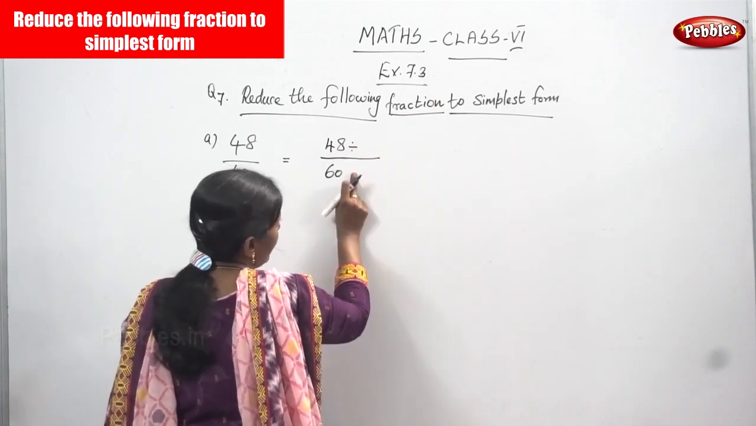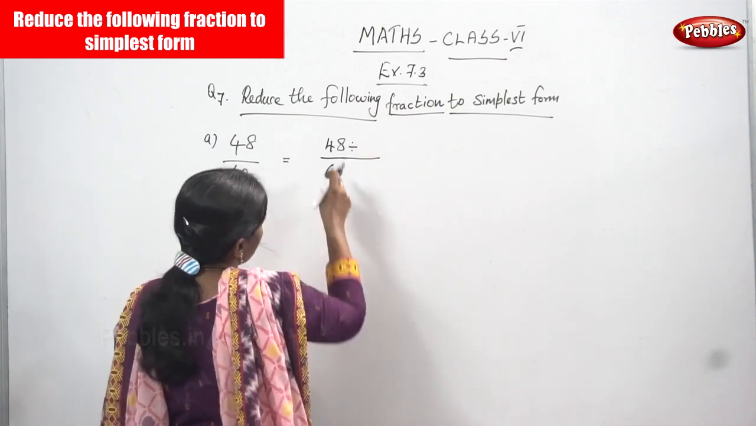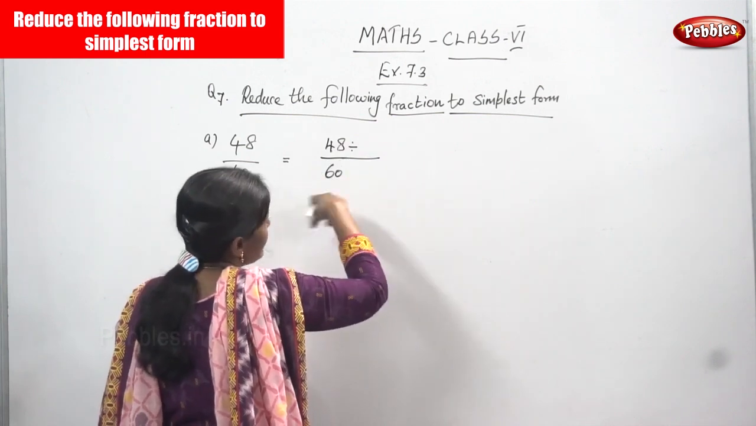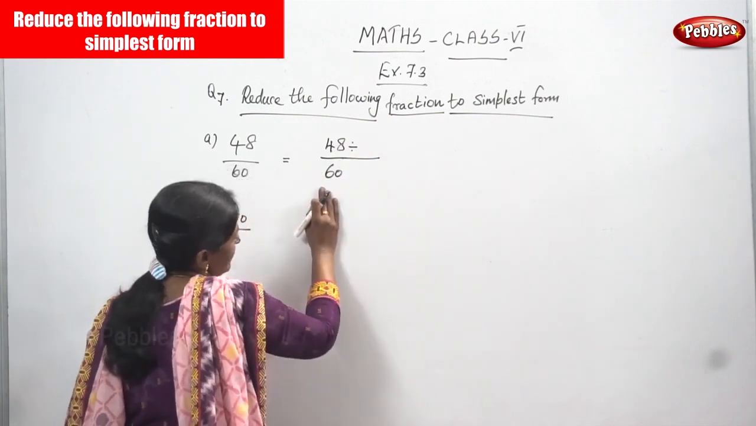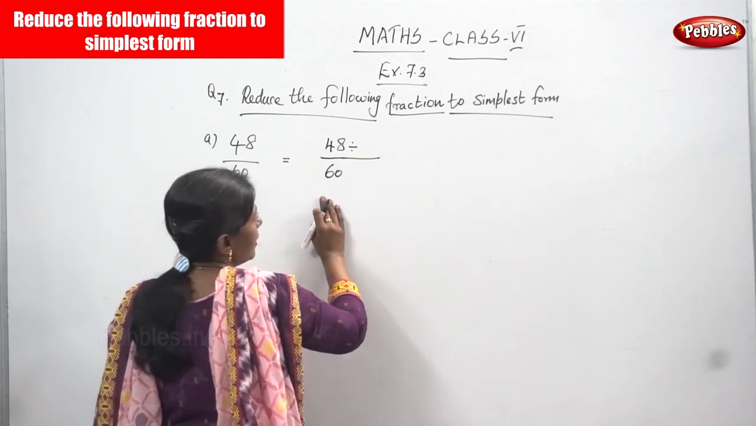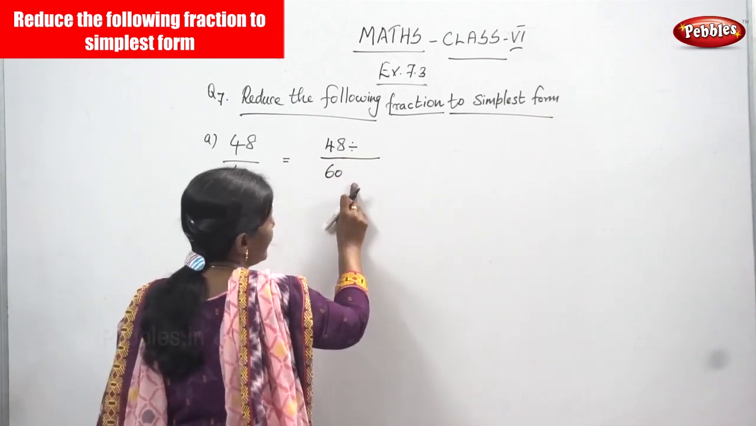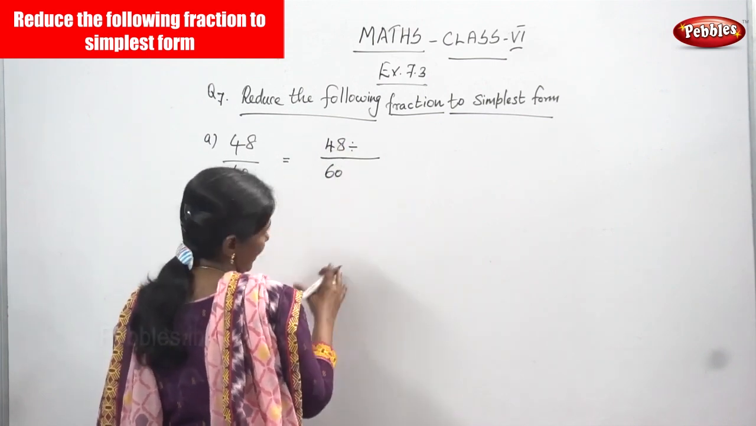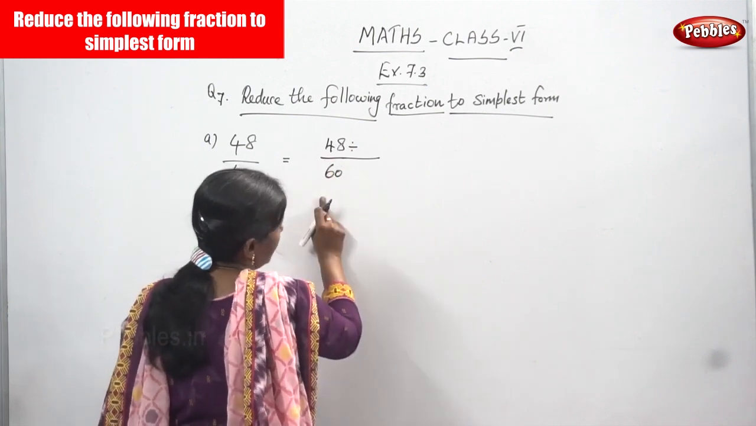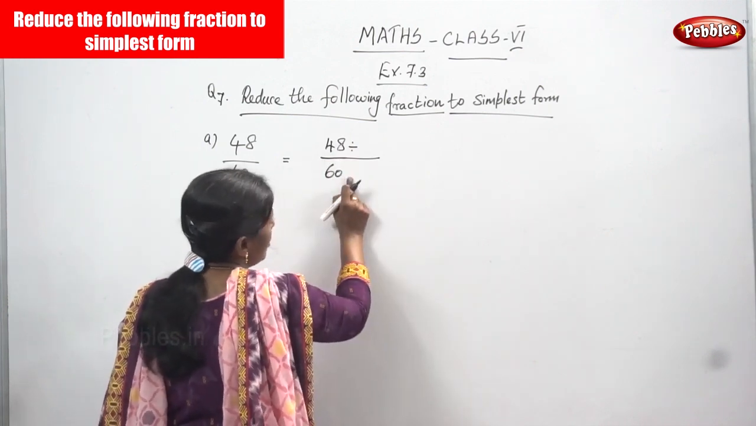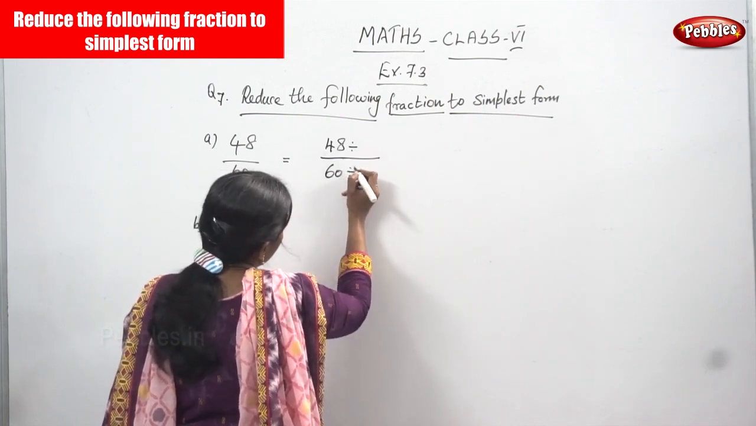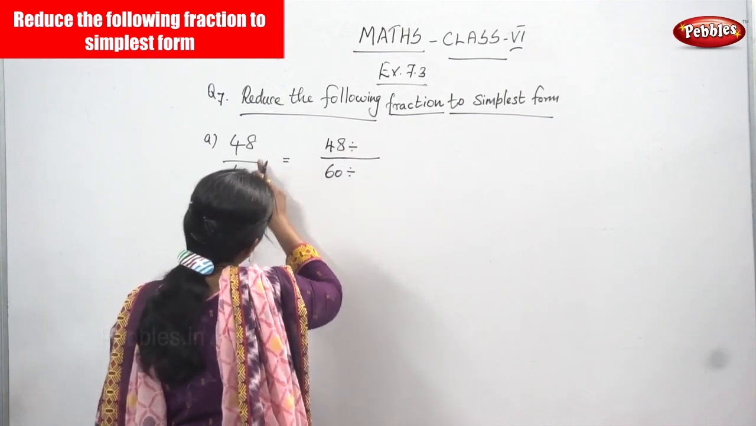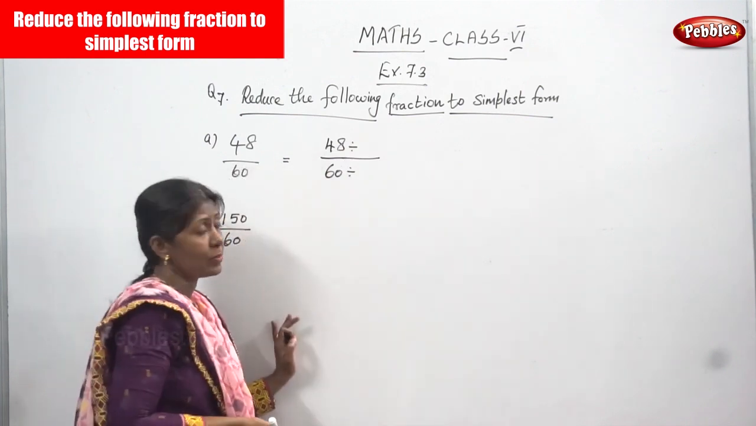If you want to simplify the fraction, or make the simplest form of this particular fraction, you have to take a specific number that divides both. That means you have to take a common factor for both numbers. That number should divide both. So I have taken 48 by 60. It's a question.